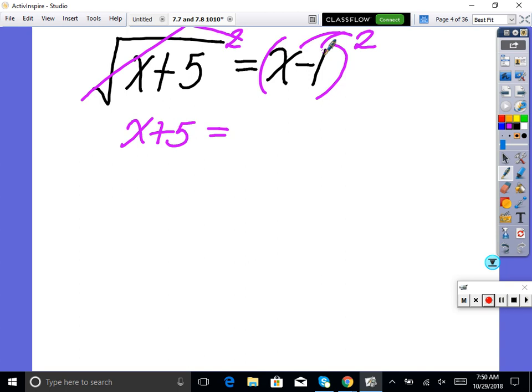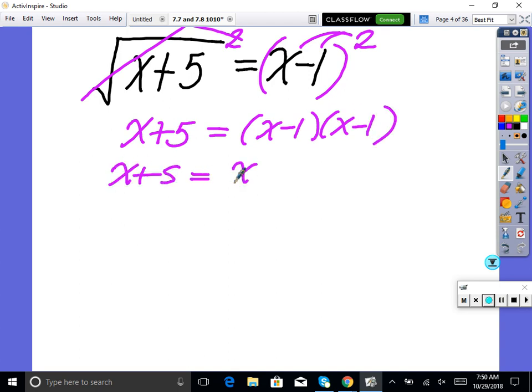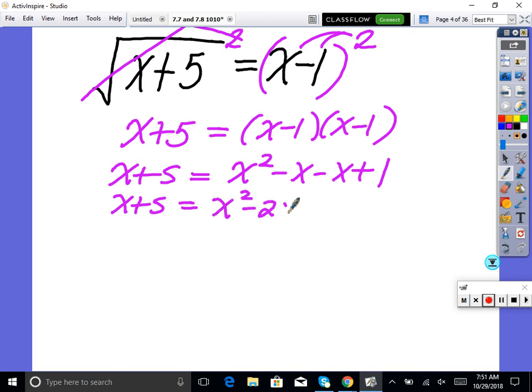Well, there's no way to solve this without multiplying it out. So we actually have x minus 1 times x minus 1. So now we have x plus 5 is equal to x squared minus x plus 1. So we have x plus 5 is equal to x squared minus 2x plus 1. Don't we have a quadratic?